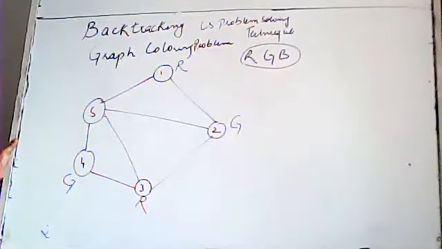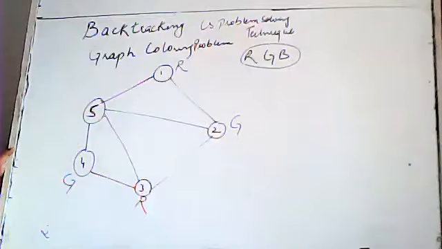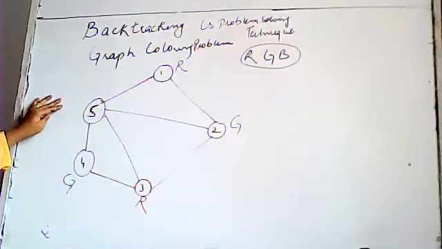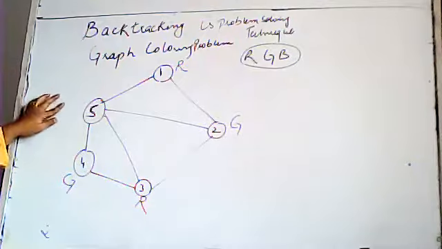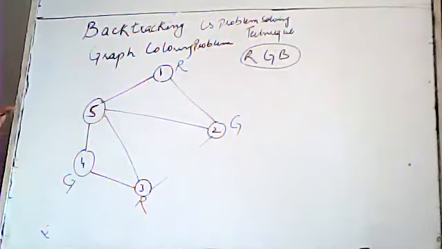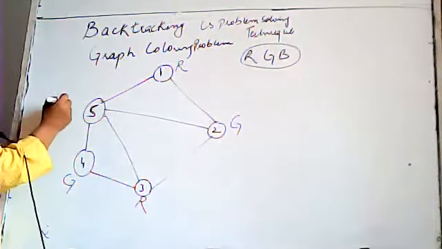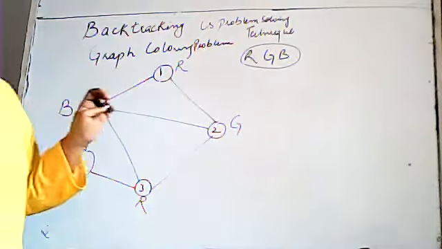Green. Yes or no? Yes. Now what about vertex number 5? We cannot paint it with red because it is directly connected to vertex number 1. Nor can we paint 5 with green because it is connected to vertex number 2. So we need a third color. We can do it with blue.